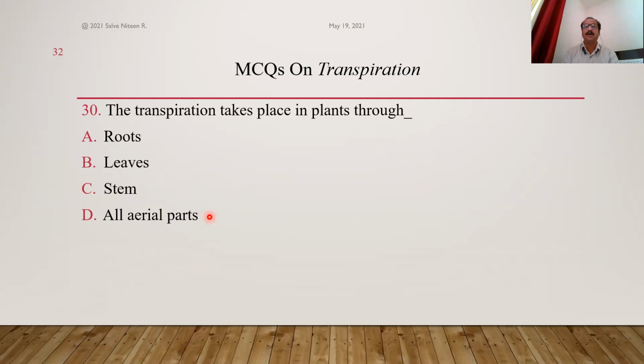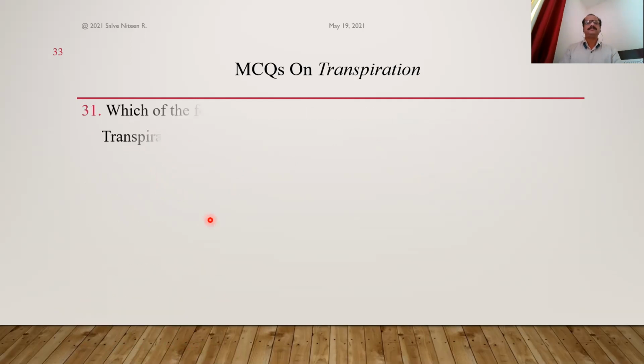So you have to read all the options A, B, C, D. Even if you are sure about leaves, the second or third option, you have to read up to all the options. So D is the right answer here.